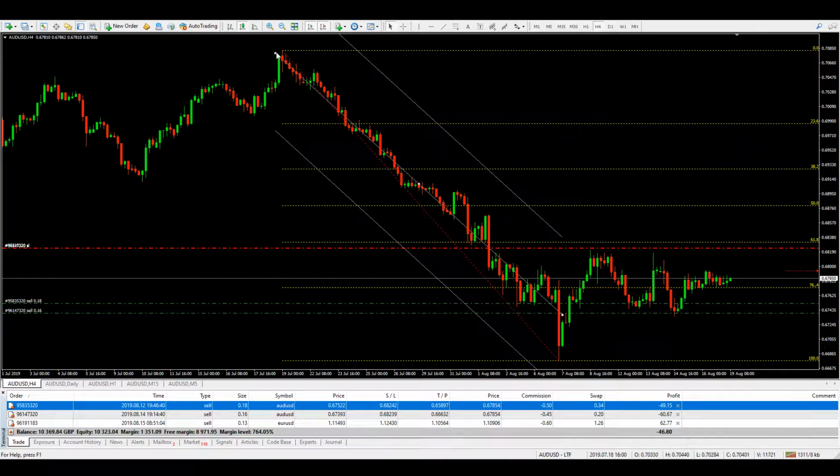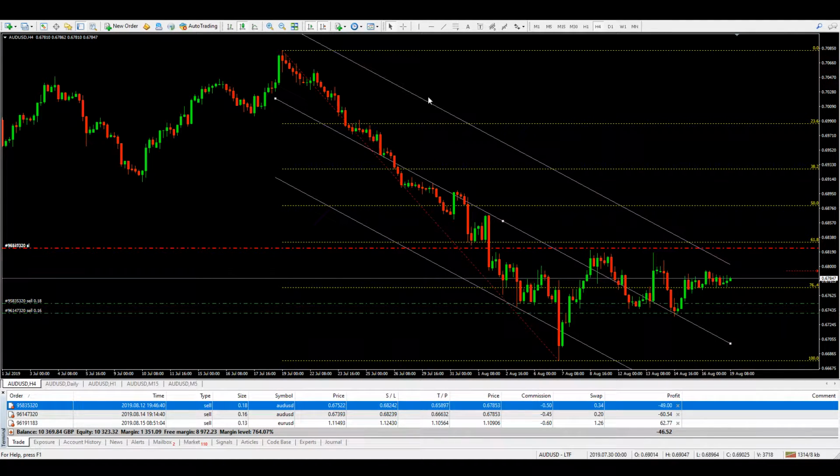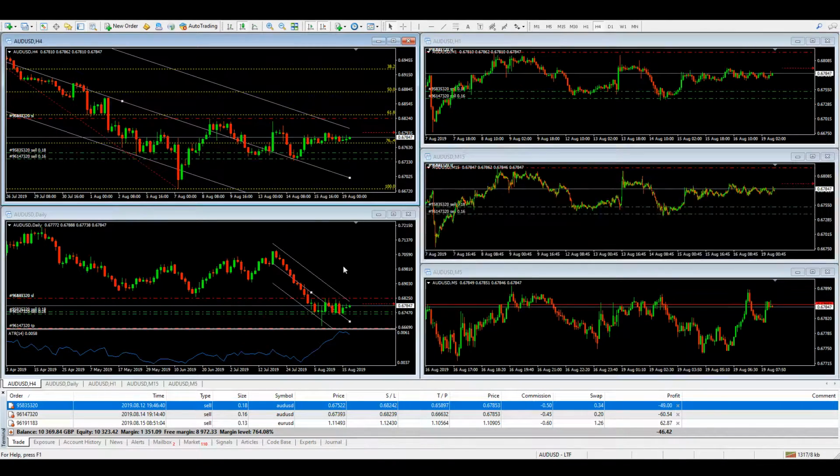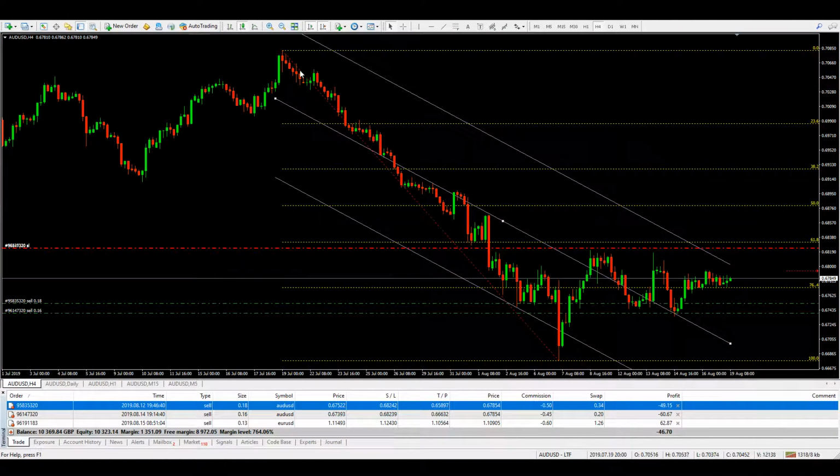So at the time of entry, the 4-hourly was showing arguably lower lows and lower highs, and it's still at the moment within this. This is the same move that we saw in the daily, so it's still within our standard deviation channel. Just going to remove this here.